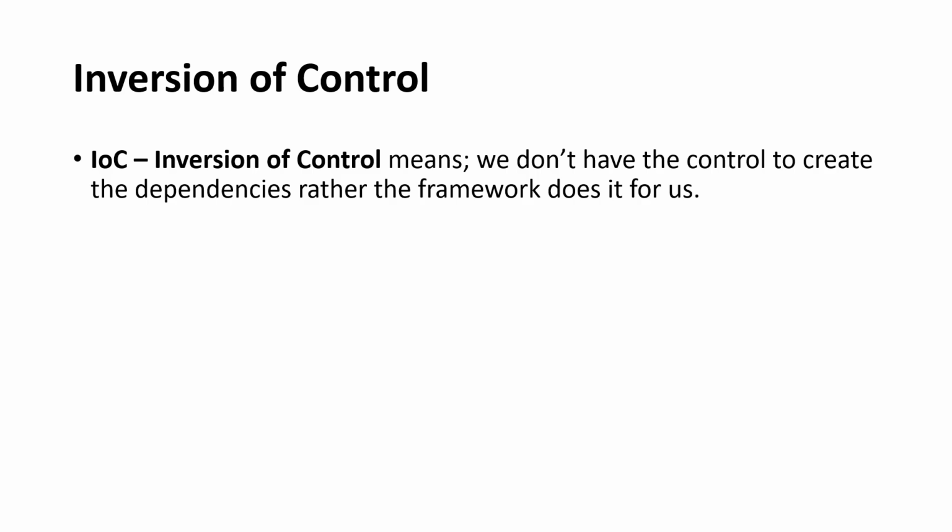The definition says inversion of control, or in short IoC, means we don't have the control to create the dependencies. Instead, the framework will create them for us. Again, dependencies, because my demo was dependent on the service and repository. So that is the dependency. Those beans, those objects will be created by the framework for me. So that's the point here.